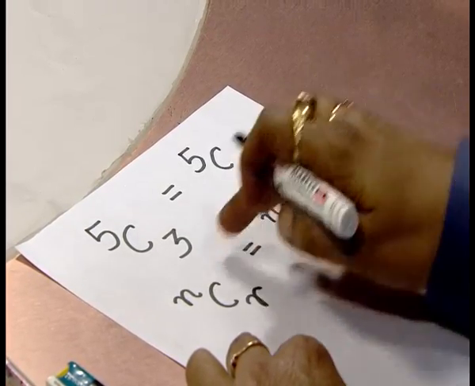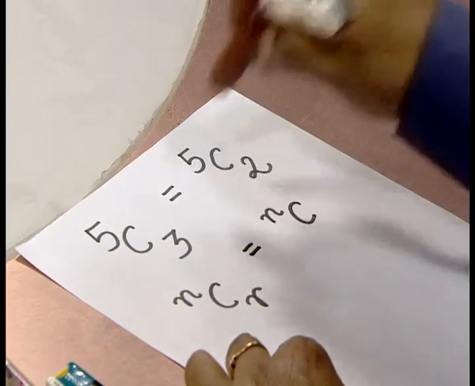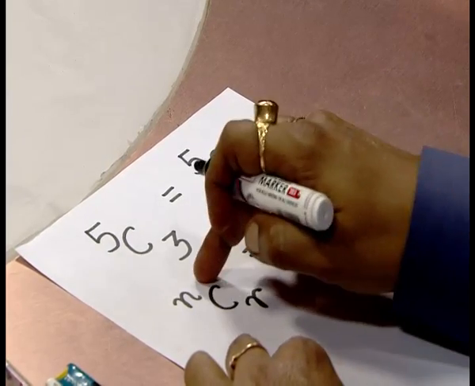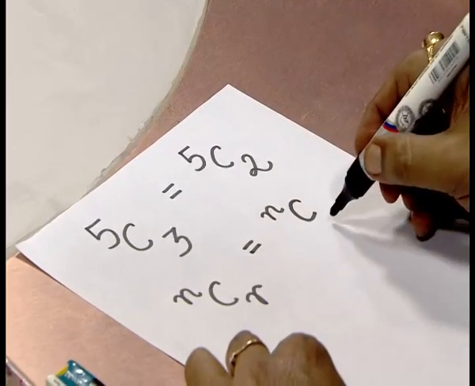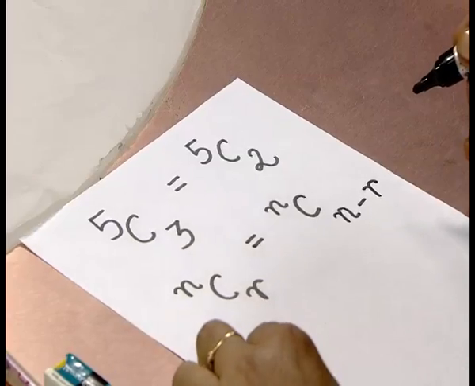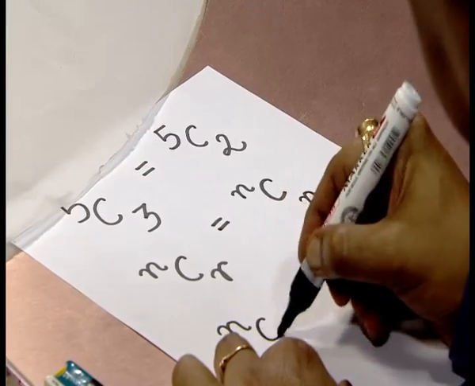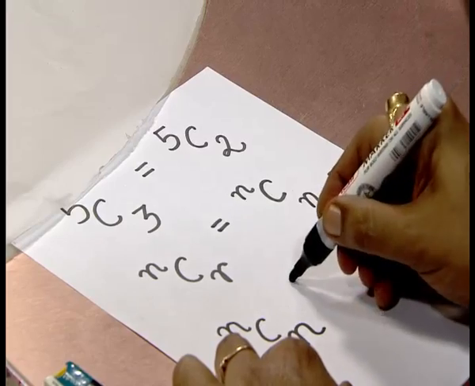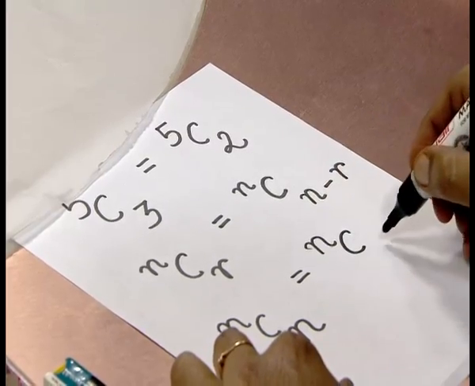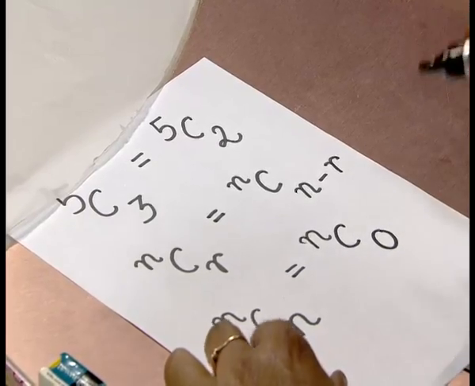Now, see, 3 plus 2 is equal to 5. So, I have to write something here which plus r is equal to n. So, here I will write n minus r. So, nCr is equal to nC(n minus r). Then what is nCn? nCn will be equal to nC(n minus n), that is nC0.